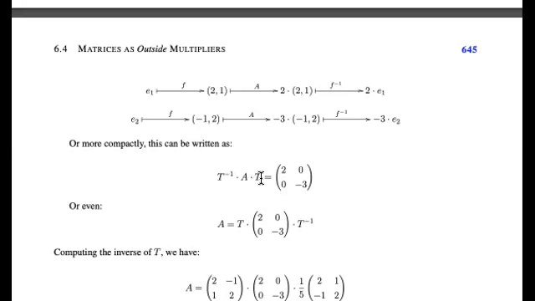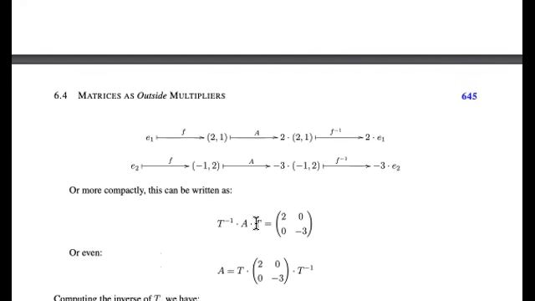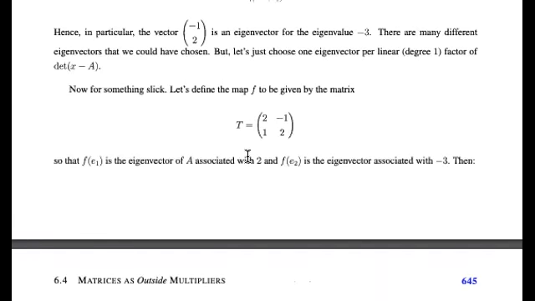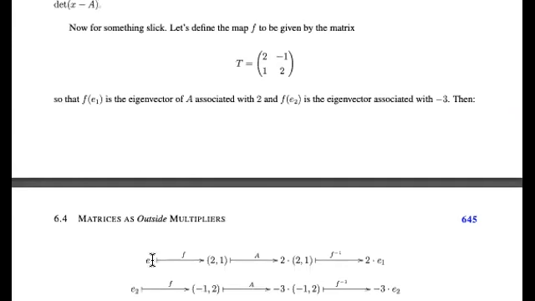So with the matrix T, let's take E1. What does T take E1 to? So here's the matrix T. T takes E1 to 2, 1. What does A do to 2, 1? It just multiplies it by 2.